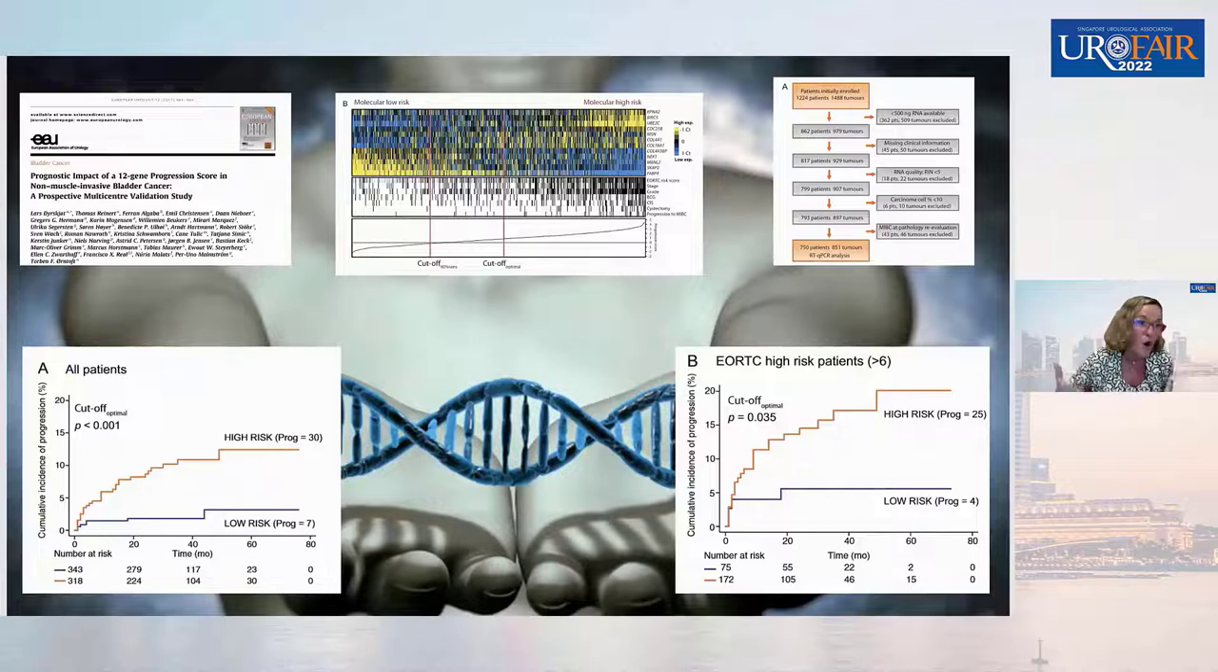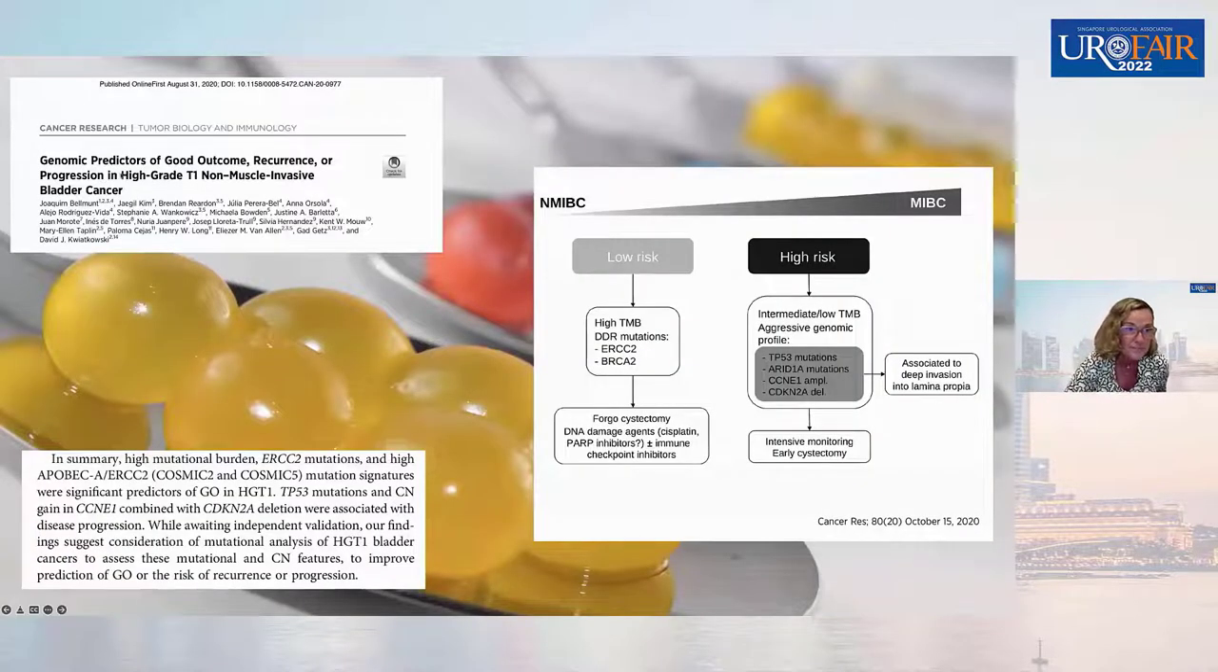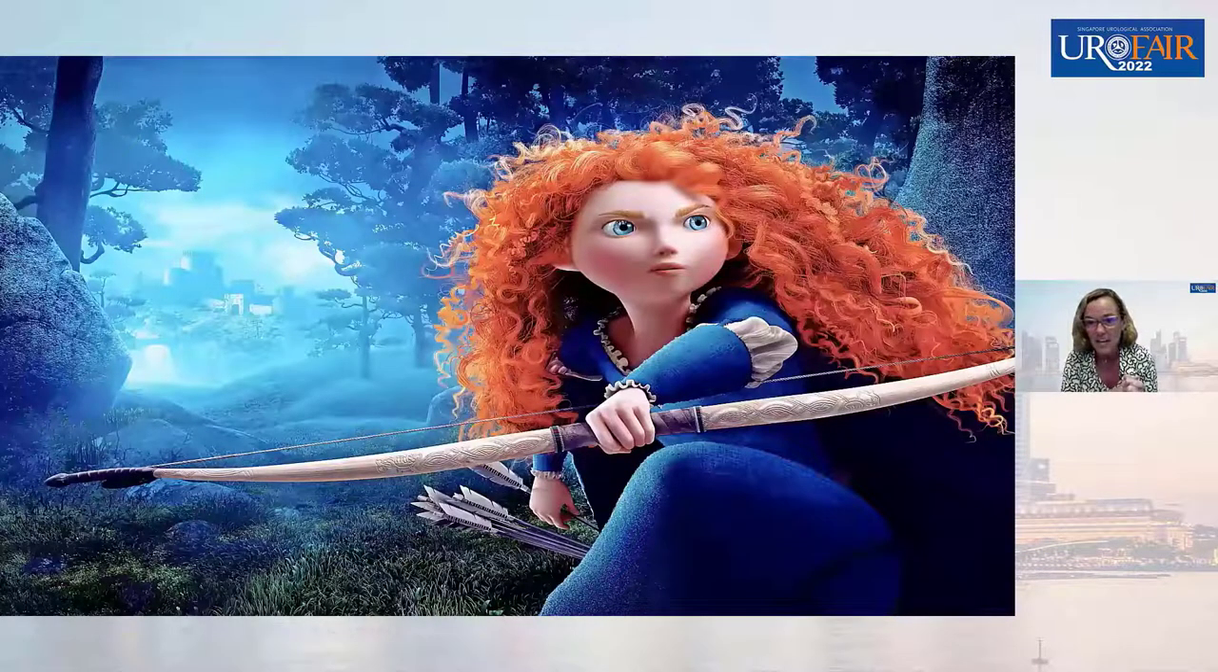There are other groups, for example, obviously the iScope group, that have already released a 2-gene progression score for non-muscle invasive bladder cancer, trying to identify those patients at very high risk of progression, as our classification already does, taking into account only clinical data. And more recently, other papers have tried to identify which mutations confer an aggressive feature to high-risk non-muscle invasive disease, which probably deserve radical cystectomy. But the truth is that all these classifiers are not yet prepared for use in our clinical practice.